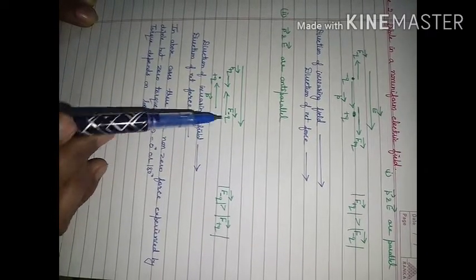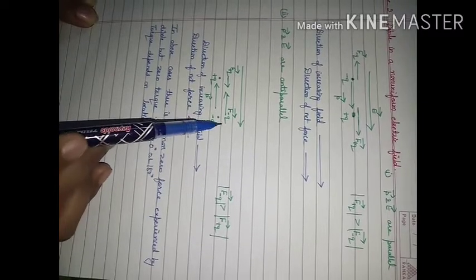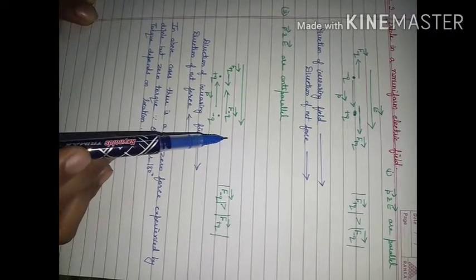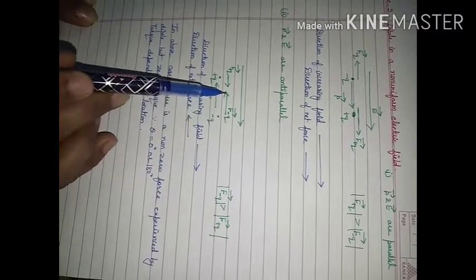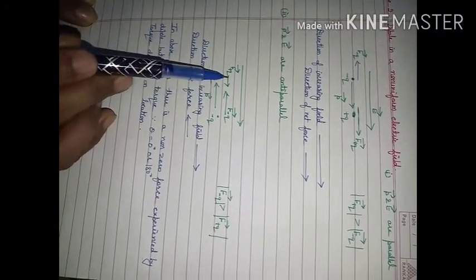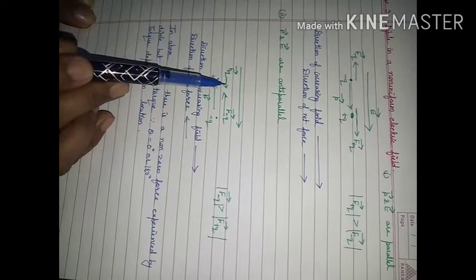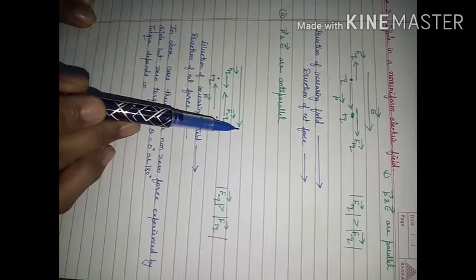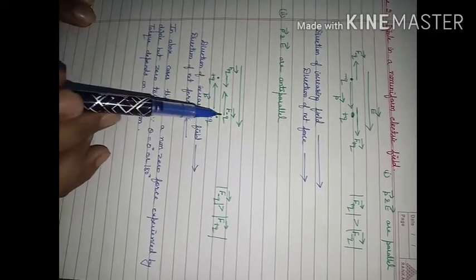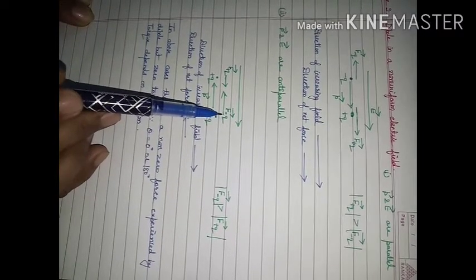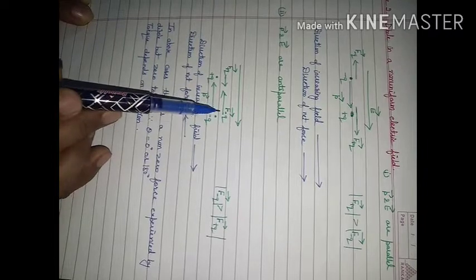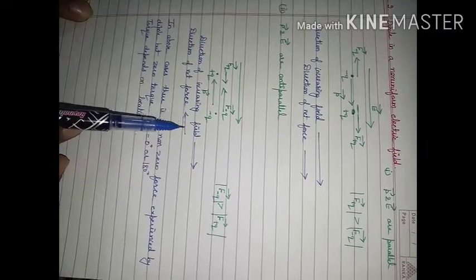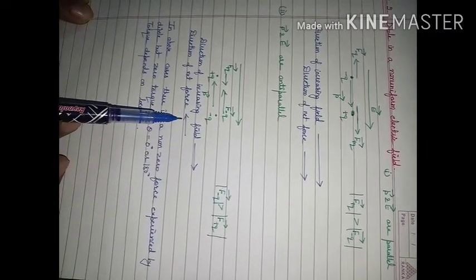And what is force? Force is charge multiplied by the value of electric field strength. So this will experience force in this direction, and the positive charge will experience a force in the direction of the electric field. This force is less, this force is more. So what is the net direction of force acting? The net direction will be in this direction. So it will be pointing in this direction.